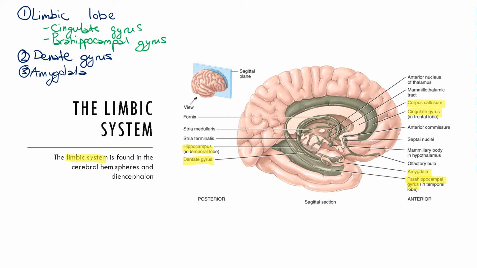The fourth structure is the septal nuclei. That one is right here. The fifth one, I'll put this down here. Fifth one is the mammillary bodies. Remember, that's part of the hypothalamus, but also part of the limbic system here. Those are those two rounded masses close to the midline.